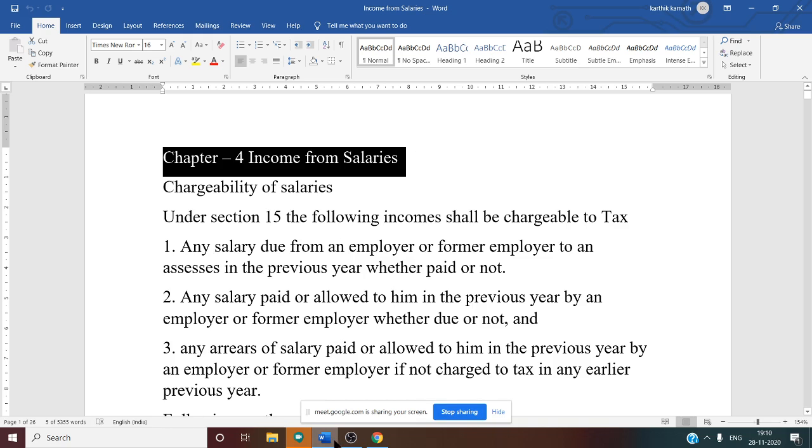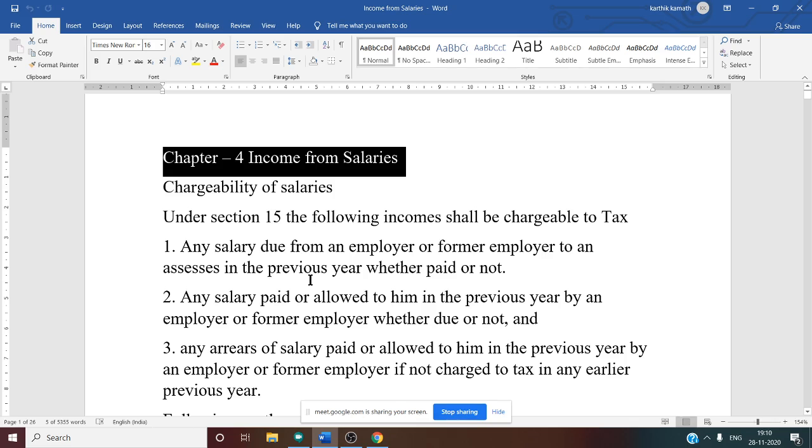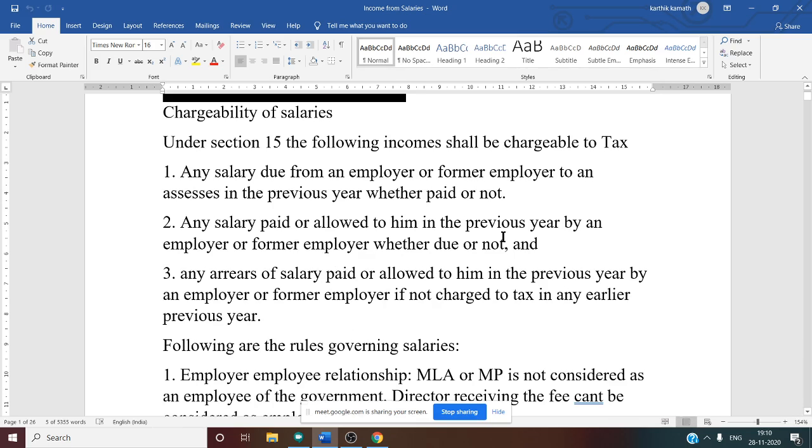So now we are going to discuss all the theory parts regarding income from salary. Now you need to know the rules, that's it. You need not go in depth, you just need to understand. See this, chargeability of salary.